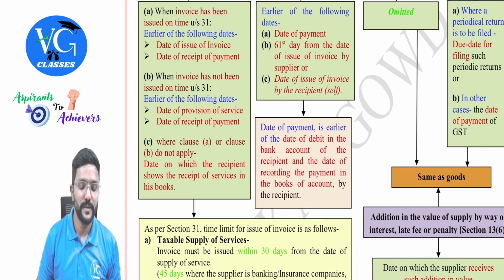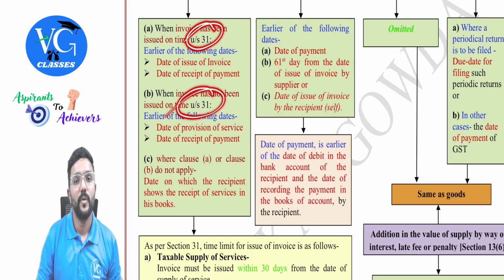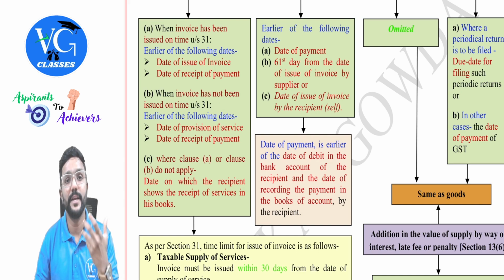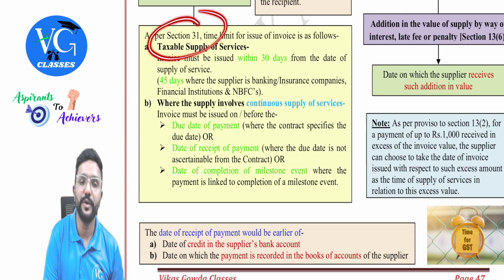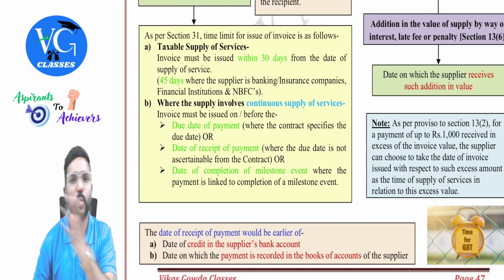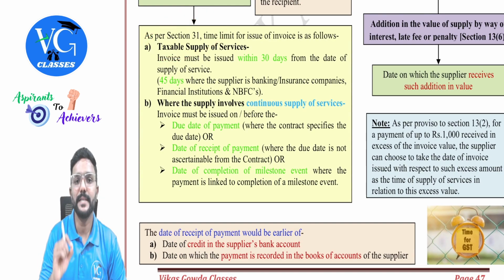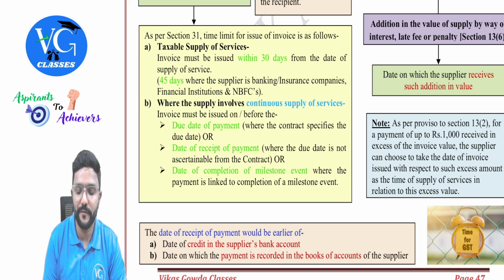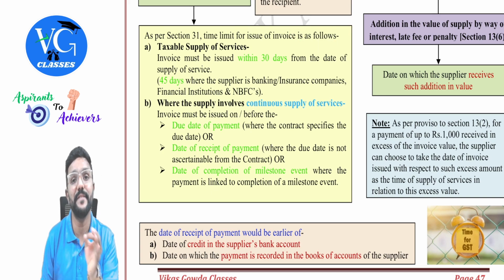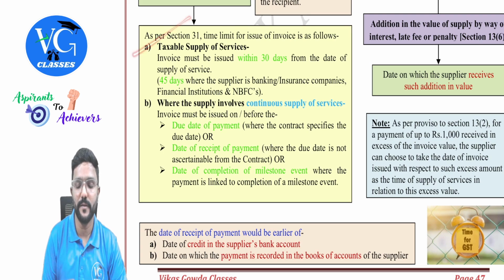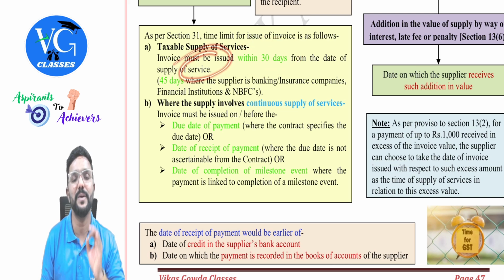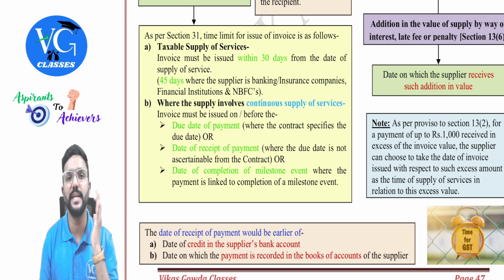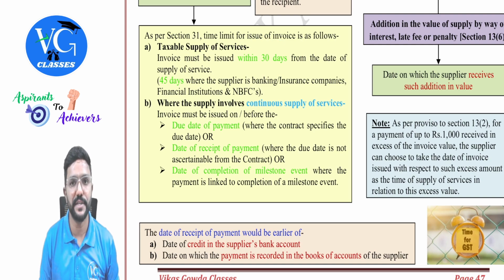Okay, sir. Fine. So here we saw what if the invoice is not issued within the due date. So now let us understand what is the due date to issue invoice as given in section 31, guys. As per section 31, the time limit for issue of invoice is as follows. For whom? For a service supply. Taxable supply of services, invoice has to be issued within 30 days from the date of supply of services. That is, once the service is completed, within 30 days, the supplier has to issue invoice to the recipient.